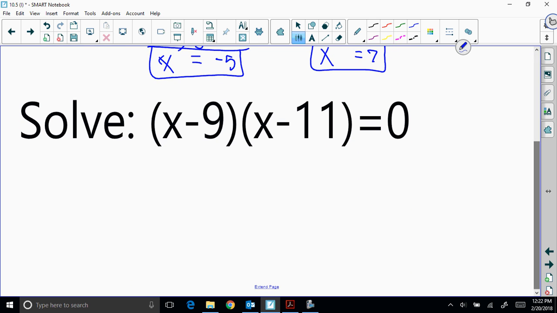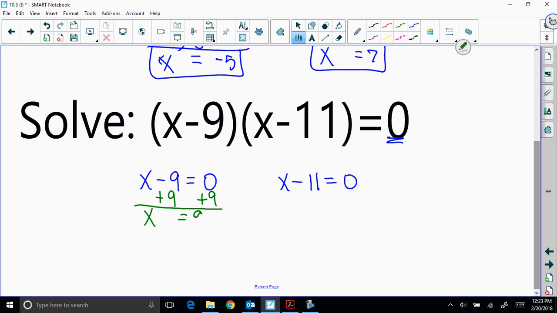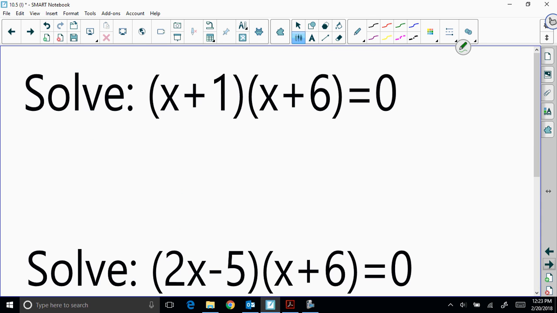Okay, again, the next one, I'm multiplying and they're equal, it's already equal to 0. So I can separate these apart and set them each equal to 0. And then I can solve. So to solve for x, I would add 9. So x equals 9 would be one answer. And I would add 11 to solve here. X equals 11. So there are your first two.